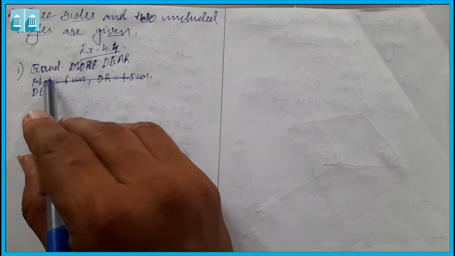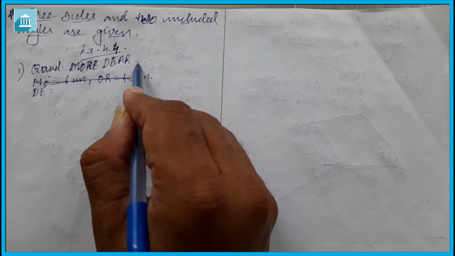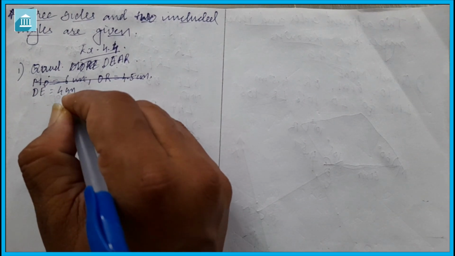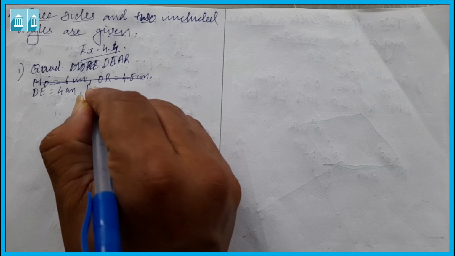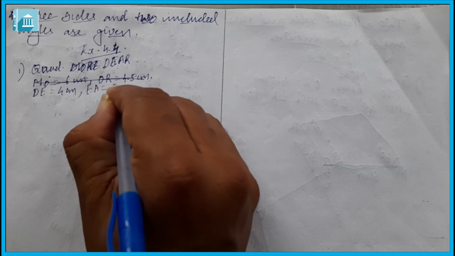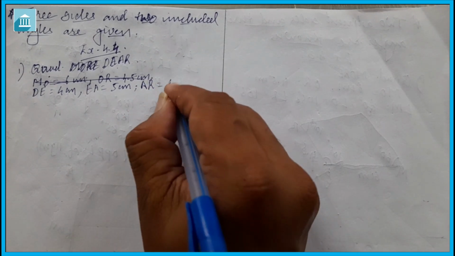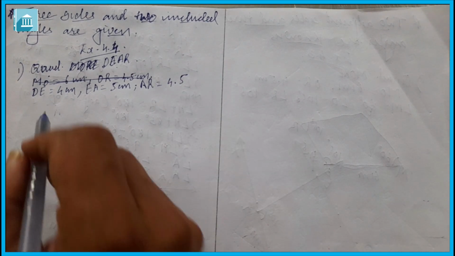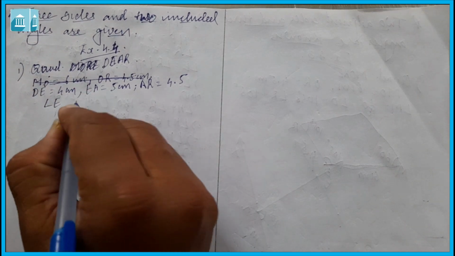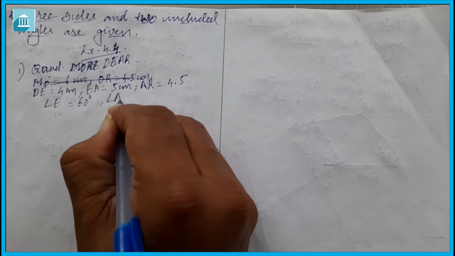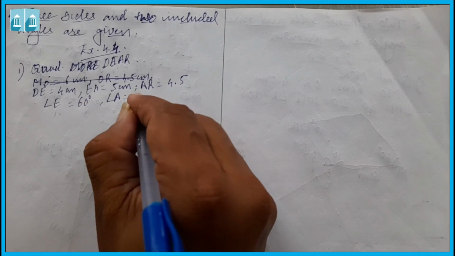exercise 4.4, question number 1, quadrilateral DEAR, where DE is equal to 4 centimeter, EA is equal to 5 centimeter, and AR is equal to 4.5 centimeter, and angle E and angle A are given. Angle E is equal to 60 degree, angle A is equal to 90 degree.